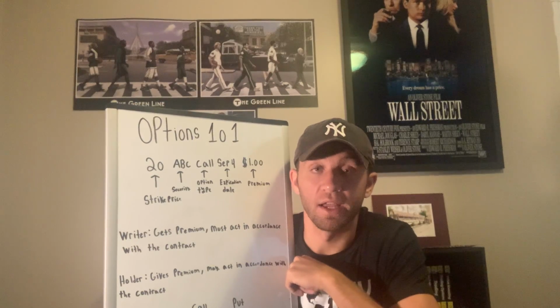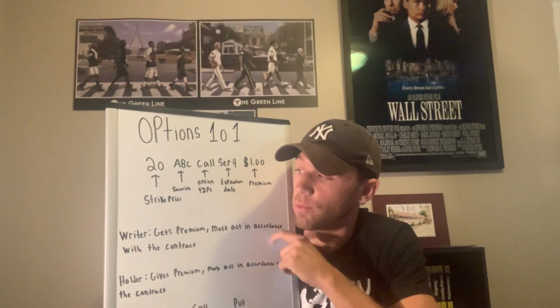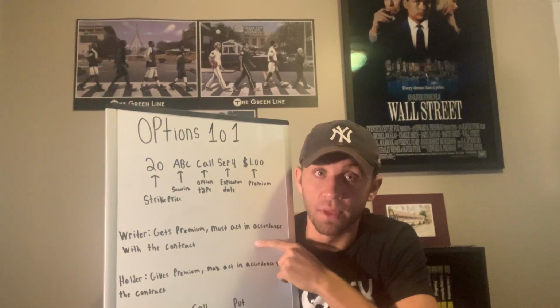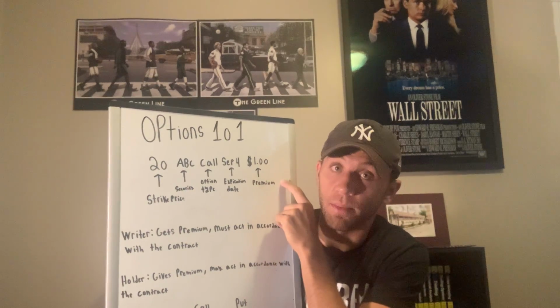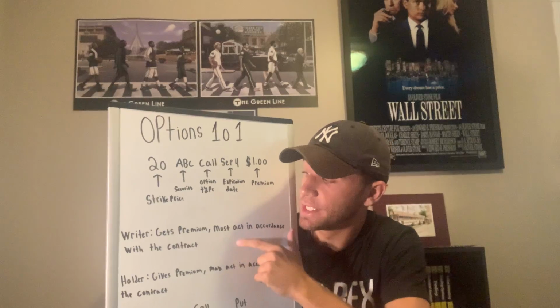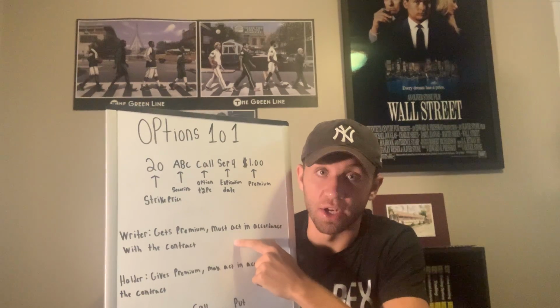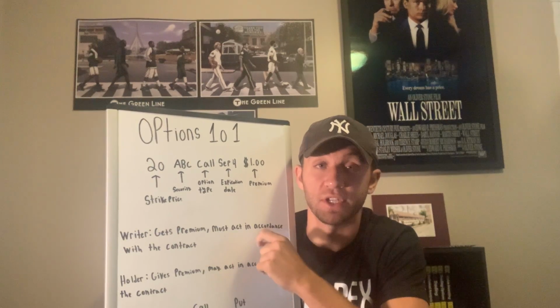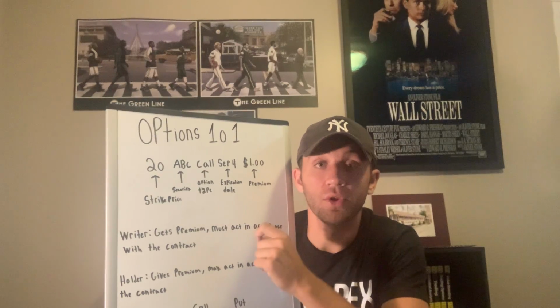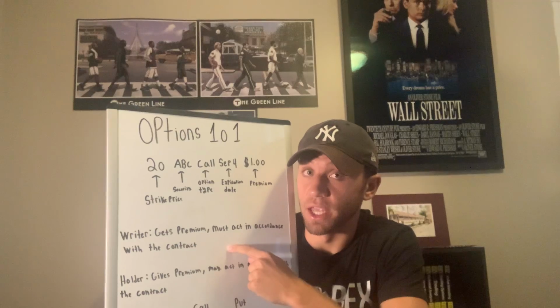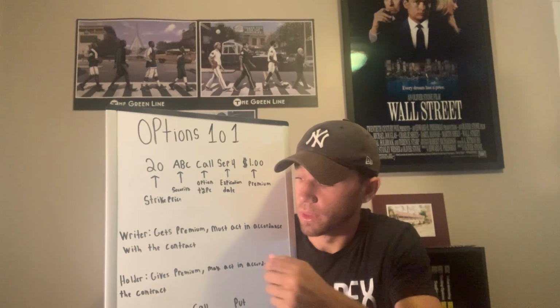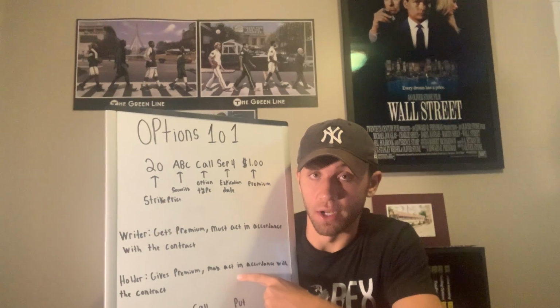Now there are 2 sides to an options contract. There's the writer side and then there's the holder side. The writer gets the premium, so the writer receives this from the holder, but must act in accordance with the contract. And let's put some emphasis on the word must. The holder has the right, but not the obligation. The writer has the obligation to act in accordance with the contract. And the holder gives the premium, may act in accordance with the contract.